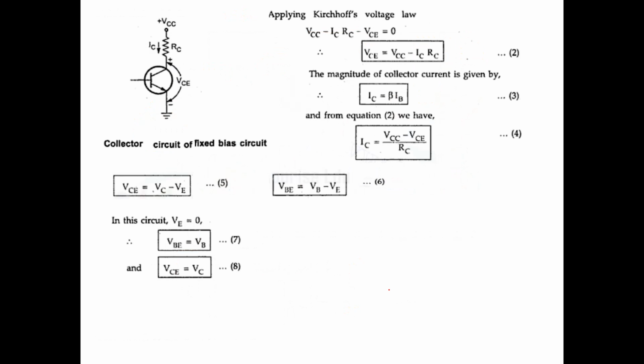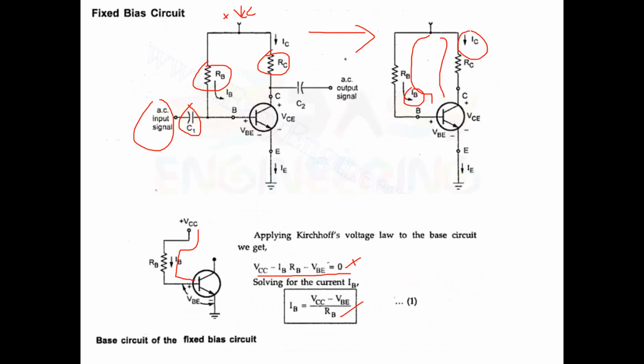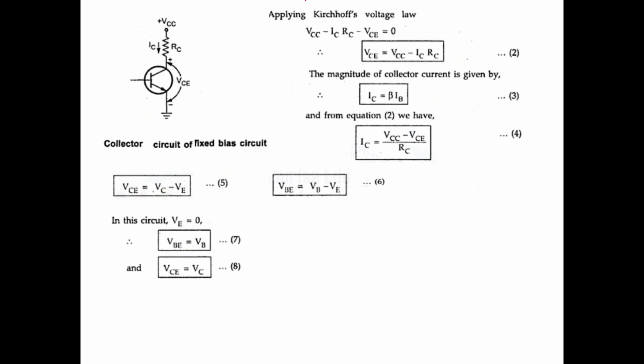Next, let us look at the collector circuit of the fixed bias circuit. The collector circuit is this one. Here you should understand plus VCC, IC is the collector current entering the collector, and this one is the collector resistance RC. VCE is from collector to emitter. The emitter is grounded because it is a common emitter configuration. Again apply the Kirchhoff voltage law. So VCC minus ICRC minus VCE is equal to 0.